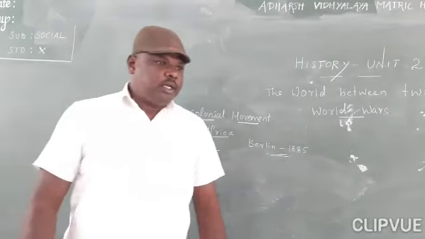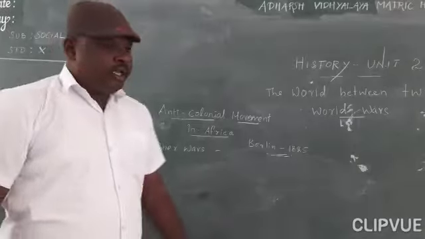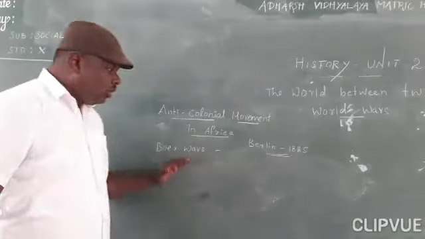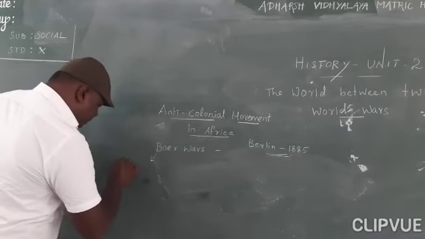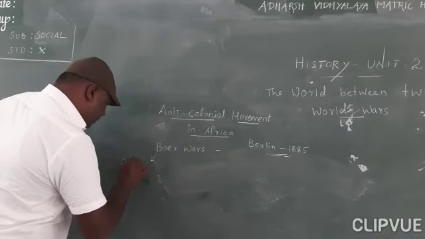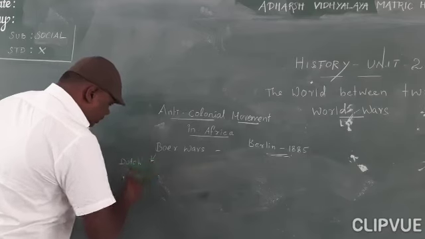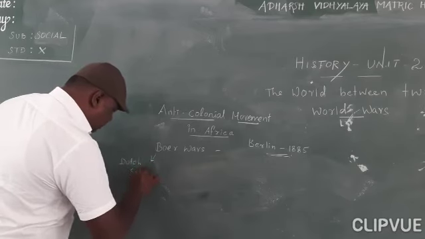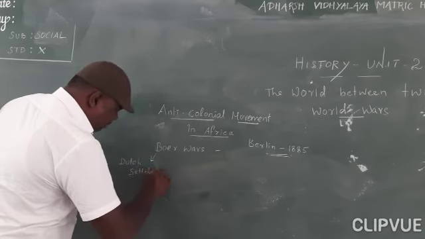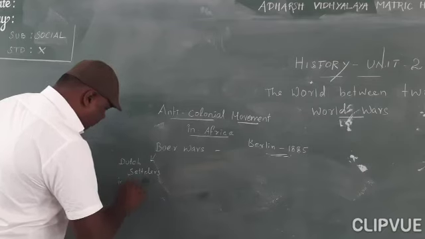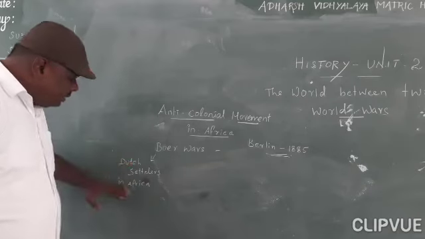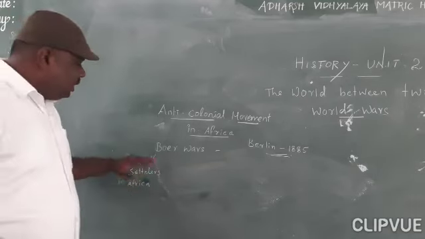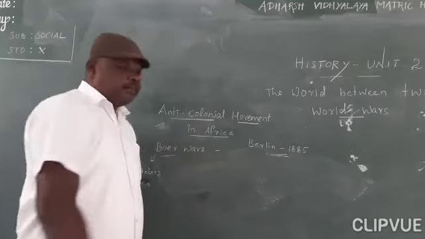It began with the Boer Wars. Who are called Boers? The Boers are the Dutch settlers in Africa. The Dutch settlers in Africa are called Boers.